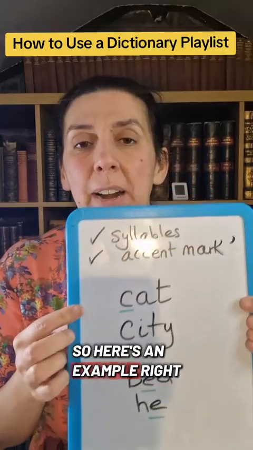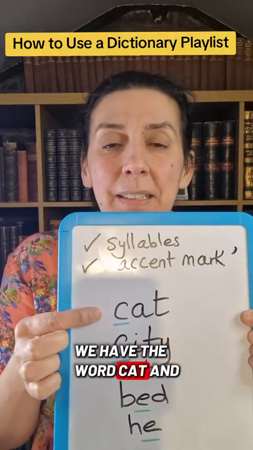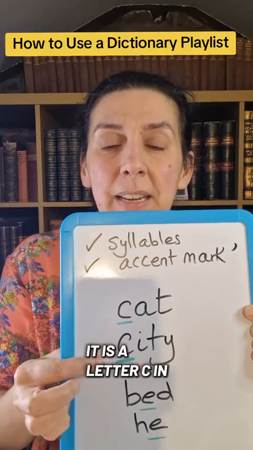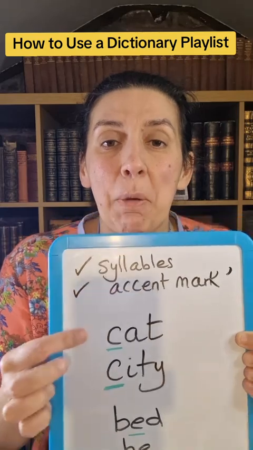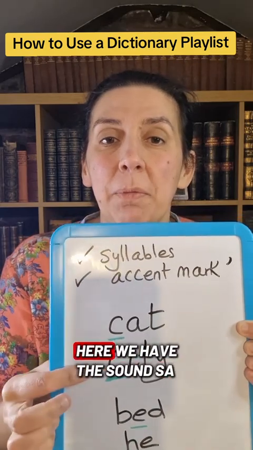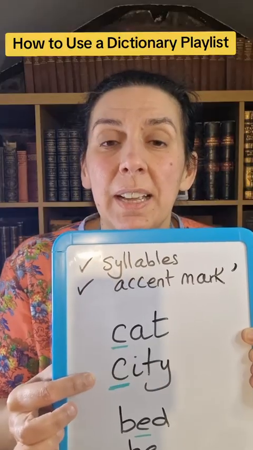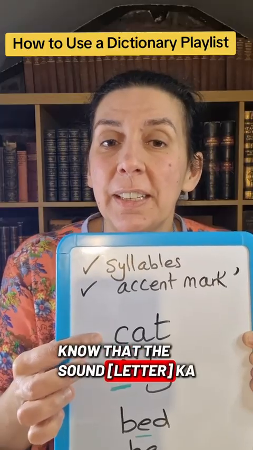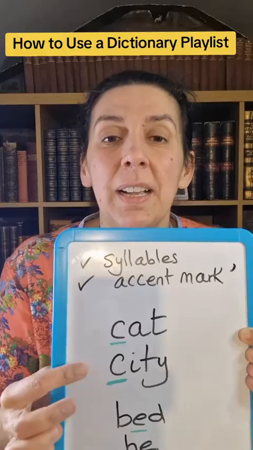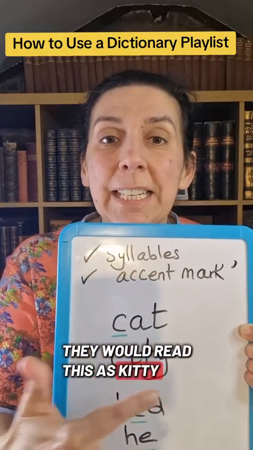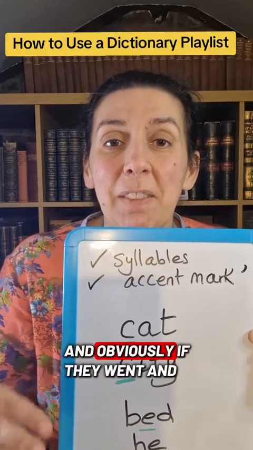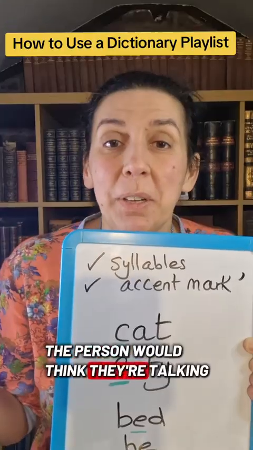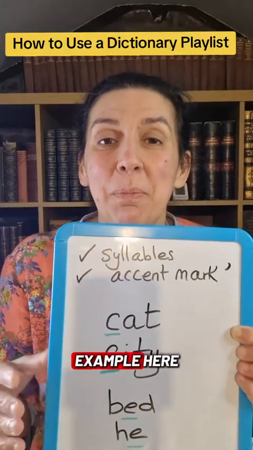So here's an example, right? We have the word cat, and then we have the word city. It is a letter C in both instances. But here we have k, and here we have the sound s. Now, if a person did not know that the sound k can also sound s, they would read this as kitty. And obviously, if they went and talked to someone and said, "Oh, where is a kitty?" the person would think they're talking about a cat. I'm just giving you a simple example here.